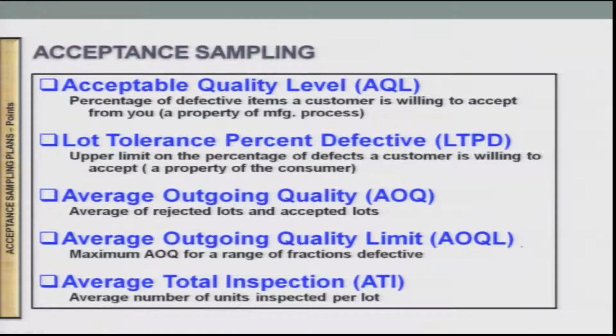The average outgoing quality, AOQ, is the average of rejected lots and accepted lots, and similarly you have AOQL and ATI. AOQL gives you the maximum AOQ value, which peaks for a range of fraction defectives as mentioned, and the average number of units inspected per lot is given by the concept of ATI.